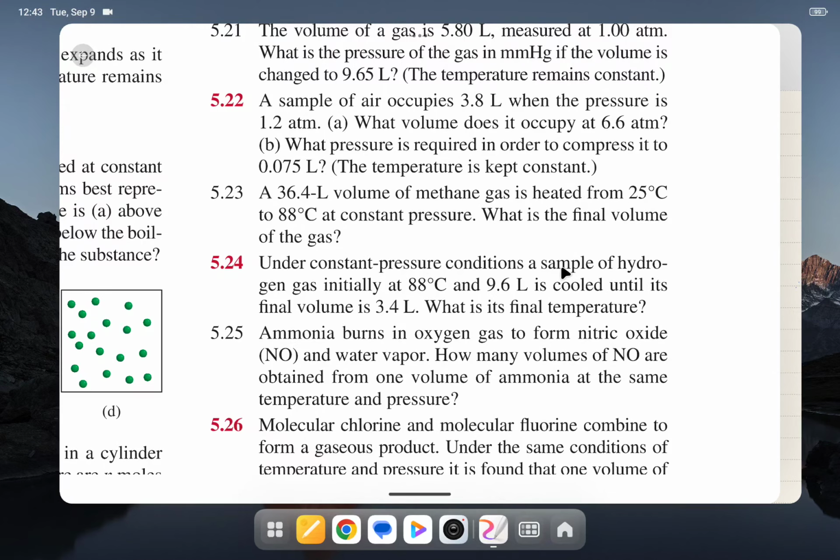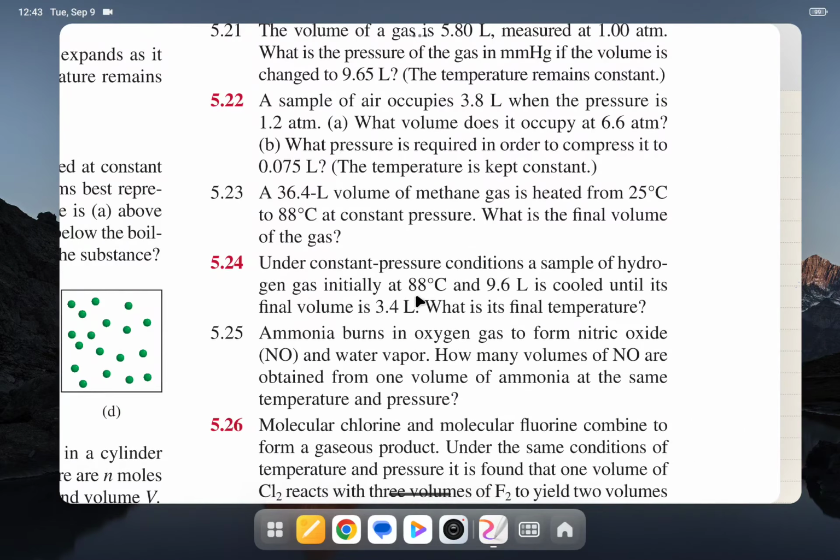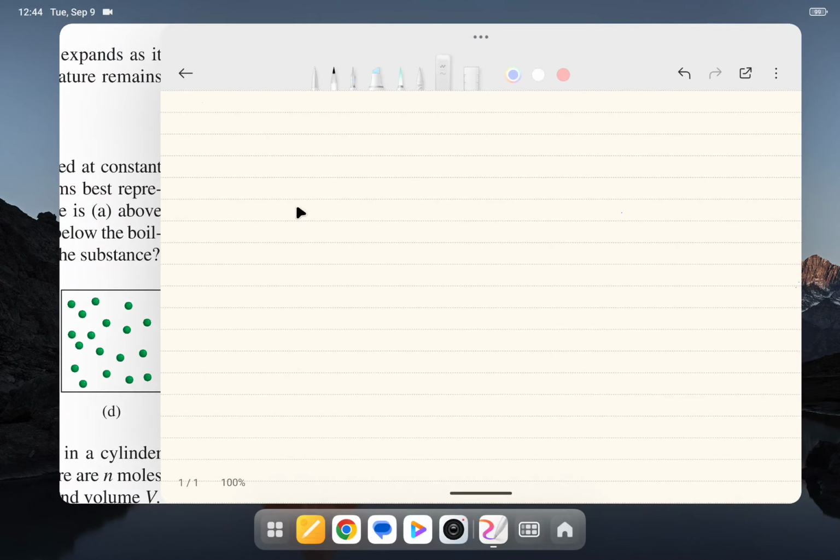Under constant pressure conditions, a sample of hydrogen gas initially at 88 and 9.6. So this is temperature and this one is volume. It is cooled until the final volume is 3.4. So you have a case of temperature 1, volume 1, and then you have a volume 2. So basically this would be under Charles' law. What is given is temperature and two volumes, so for that I could employ Charles' law.